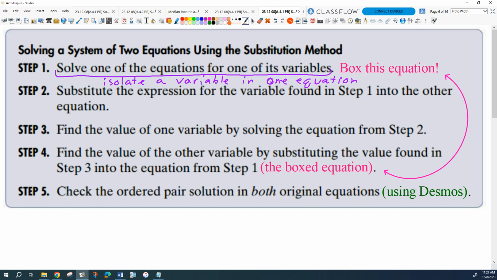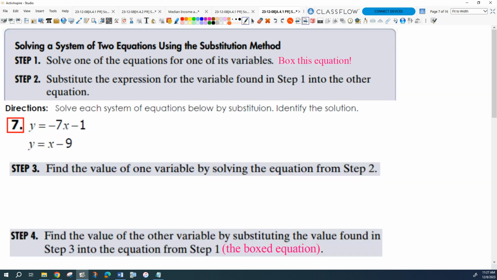Okay. Step two, once we've isolated the variable in one equation, we're going to substitute it into the other equation. And then once we do that, we're going to end up with an easier equation that we can solve for a variable to find out the actual value of one of our two variables. Once we do that, we immediately go right back to the boxed equation to find the other one. Okay, that's a lot of information. Let's see how it works.